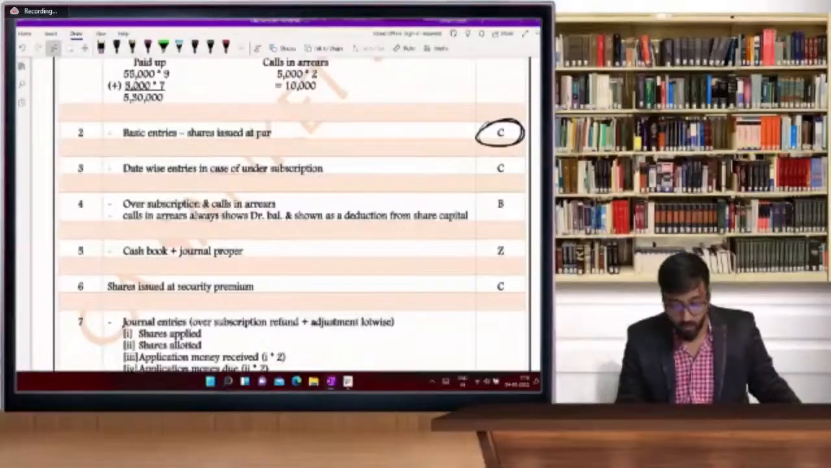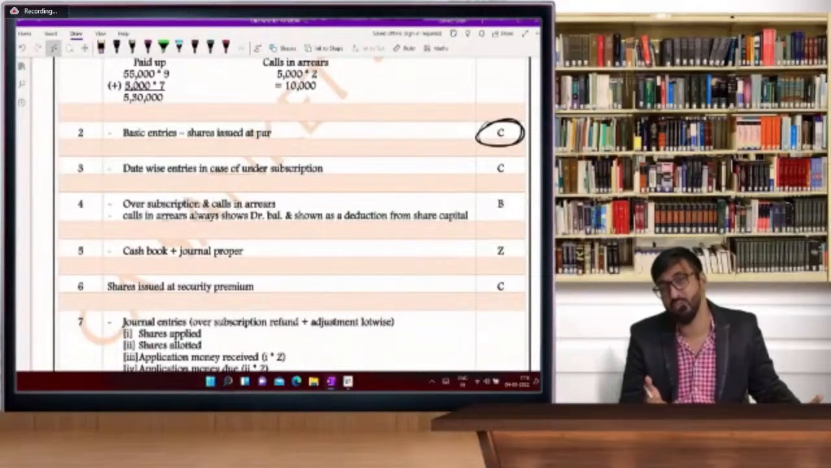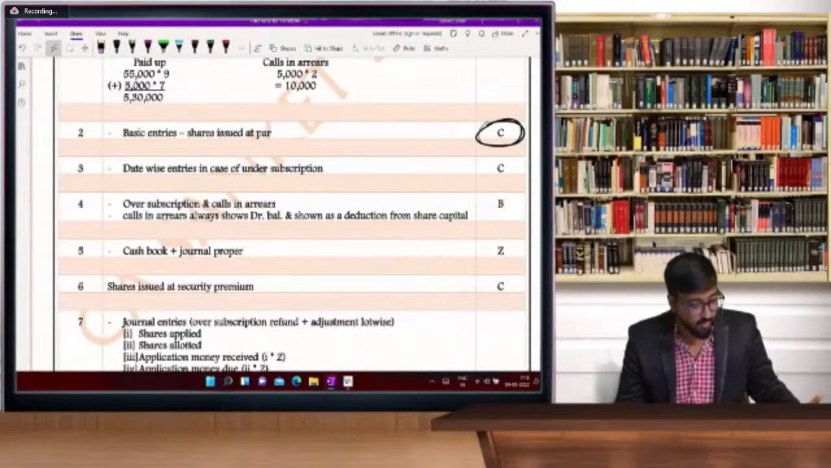Illustrations 3, 4, 5 are cash book and journal proper, and shares issued at premium is also very easy. So should I take these questions or will you do them on your own? Write down in the comment section. It's a C category question, what is in it? You only tell me.